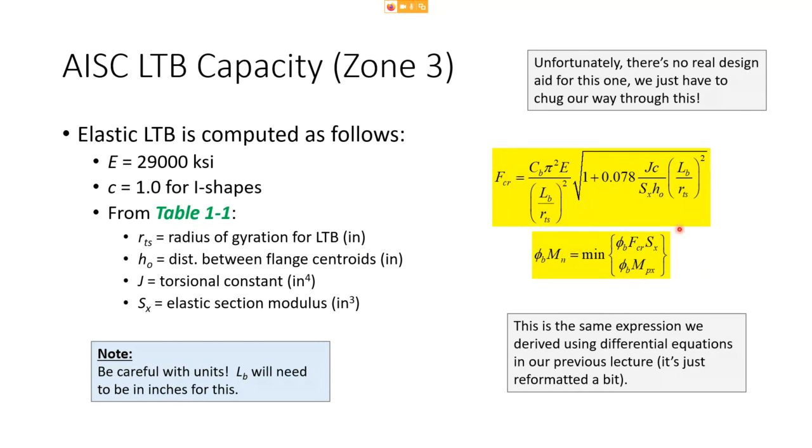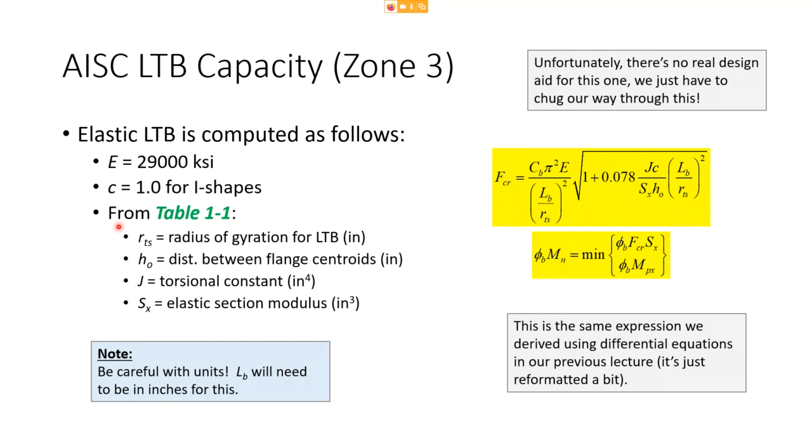In order to compute zone 3, you need a few properties. You need the radius of gyration for LTB. Remember, for columns, we had an RX and an RY; we need this R value for LTB. We also need this term H naught. If you have an I-beam, H naught is just the distance from the center of the flange to the center of the flange. You need J, which is the torsional constant, and you need the elastic section modulus. But all that stuff is in table 1.1, so they're just lookups.